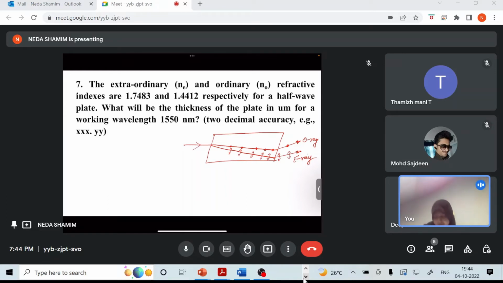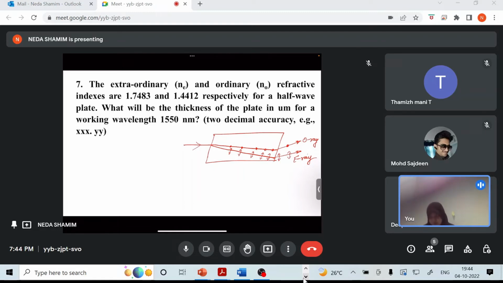How do retardation plates work? They introduce some path difference. So what will you do? We will use the formula of phase retardation.